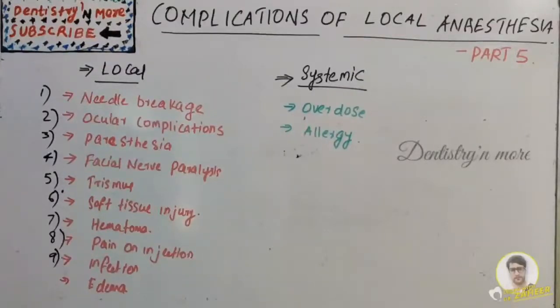Before that, we had disposable needles and glass cartridges. At that time infection was a common thing. So if infection is there, we can manage it with antibiotics such as penicillin.